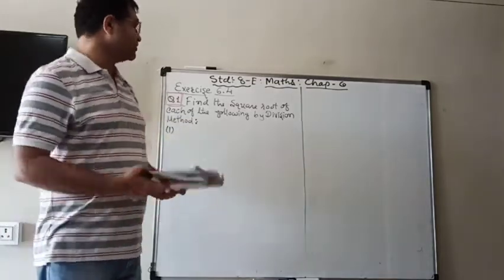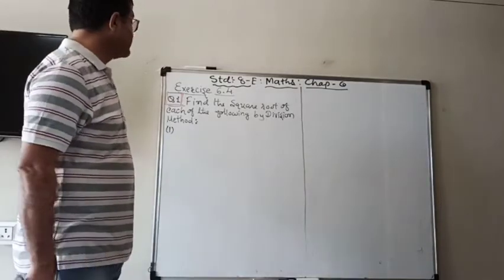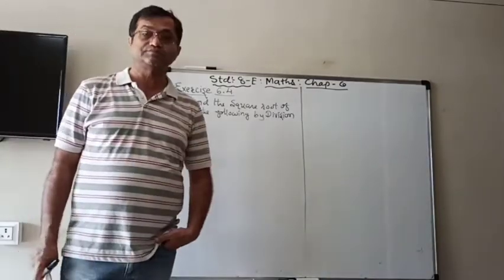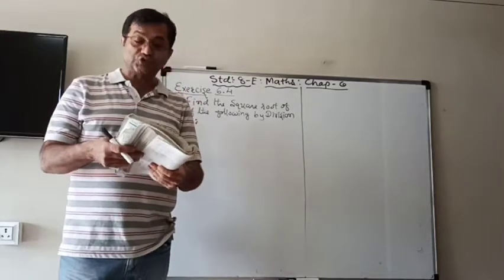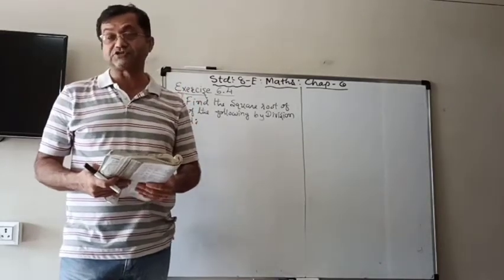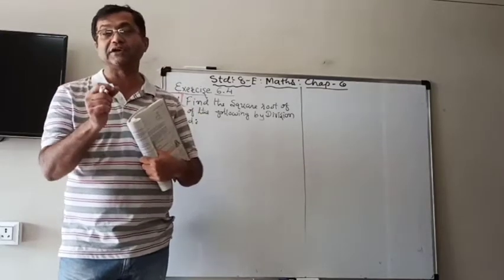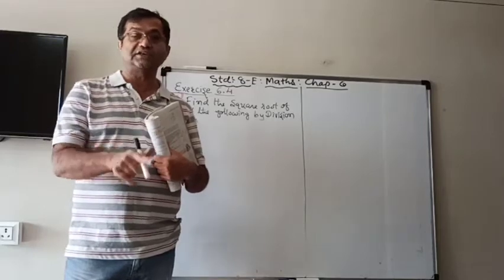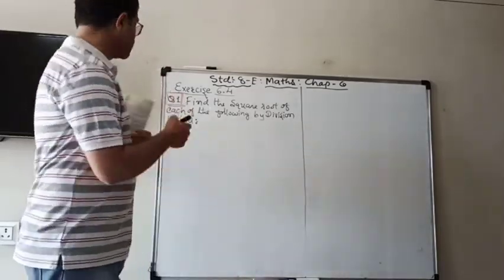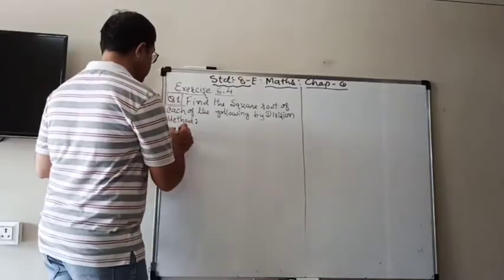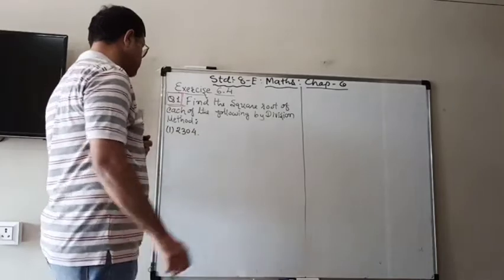Question 1 is find the square root of each of the following by a division method. Here there are 12 sums in the first question, but I will explain only a few of them. The others you have to do yourself for your practice. So the first one is 2304.